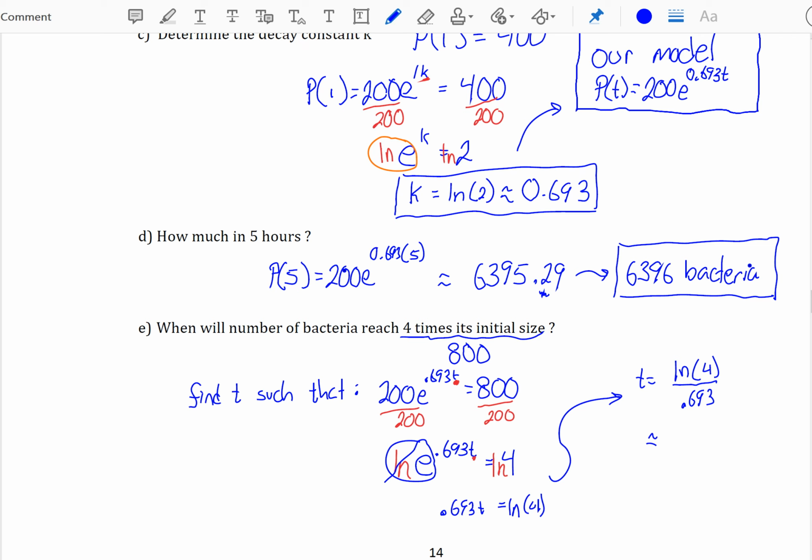I'm going to grab my calculator right now. Natural log of 4 divided by 0.693. And I get this to be about 2.0004, which I'm going to say is about 2 hours. It takes 2 hours for our population to be 4 times its initial size.